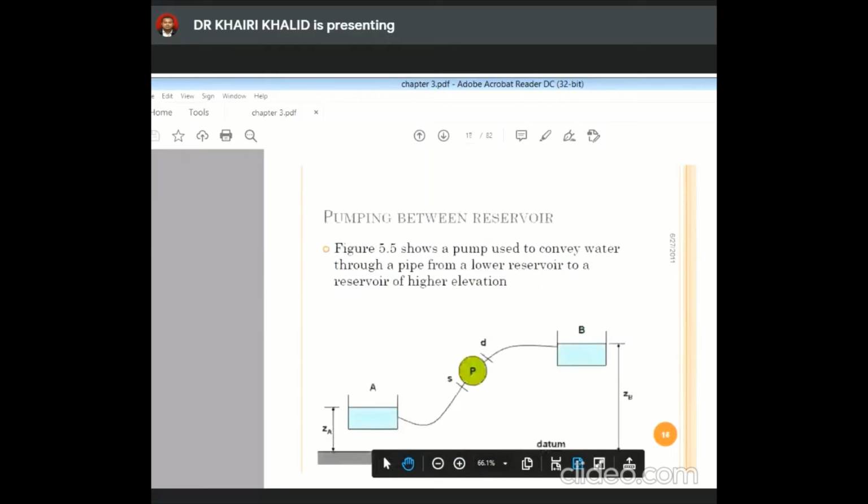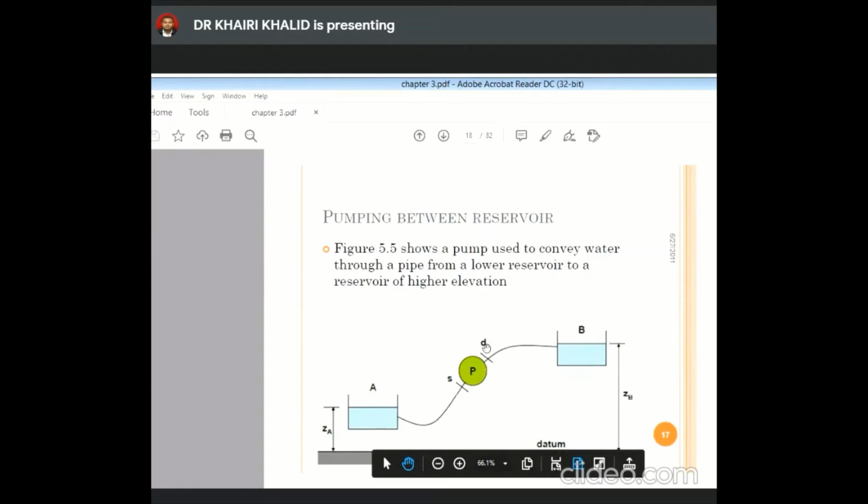Okay. Class, we have a look in terms of pumping between reservoirs. Okay. Reservoir A at Z1, reservoir B at Z2, and then if we want to convey water from A to B, of course we need a pump in the middle. So this is the arrangement. All right. S meaning the suction, D is the delivery.